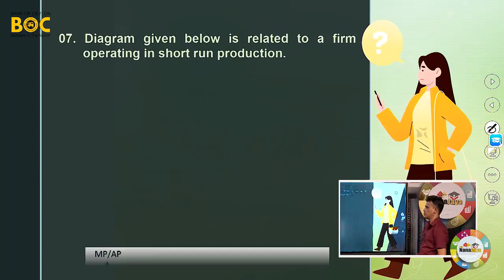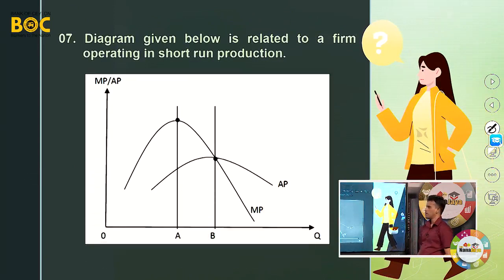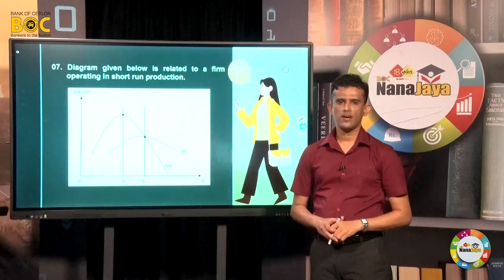Right, we'll move on to question number 7. The diagram given below is related to a firm operating in short run production. In this diagram, I am focusing on the behavior of the short run product curves and then the short run average and marginal cost curves.